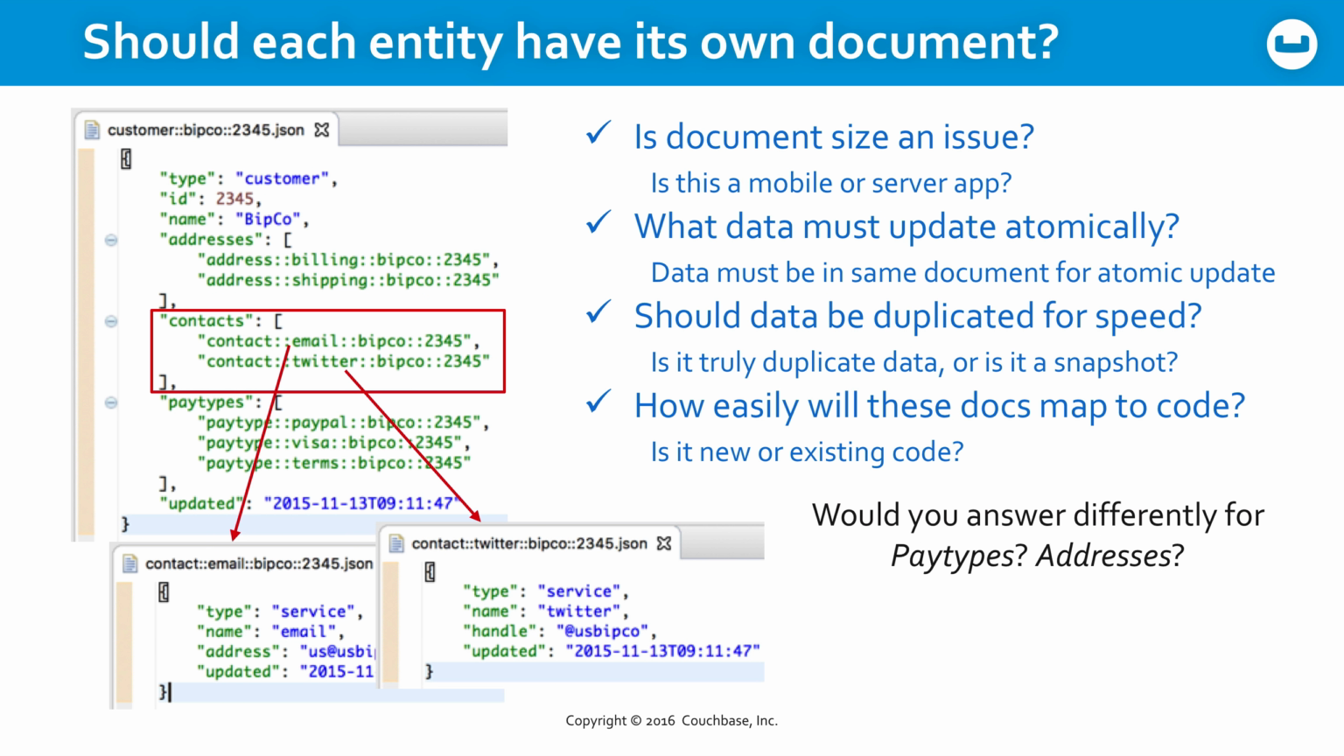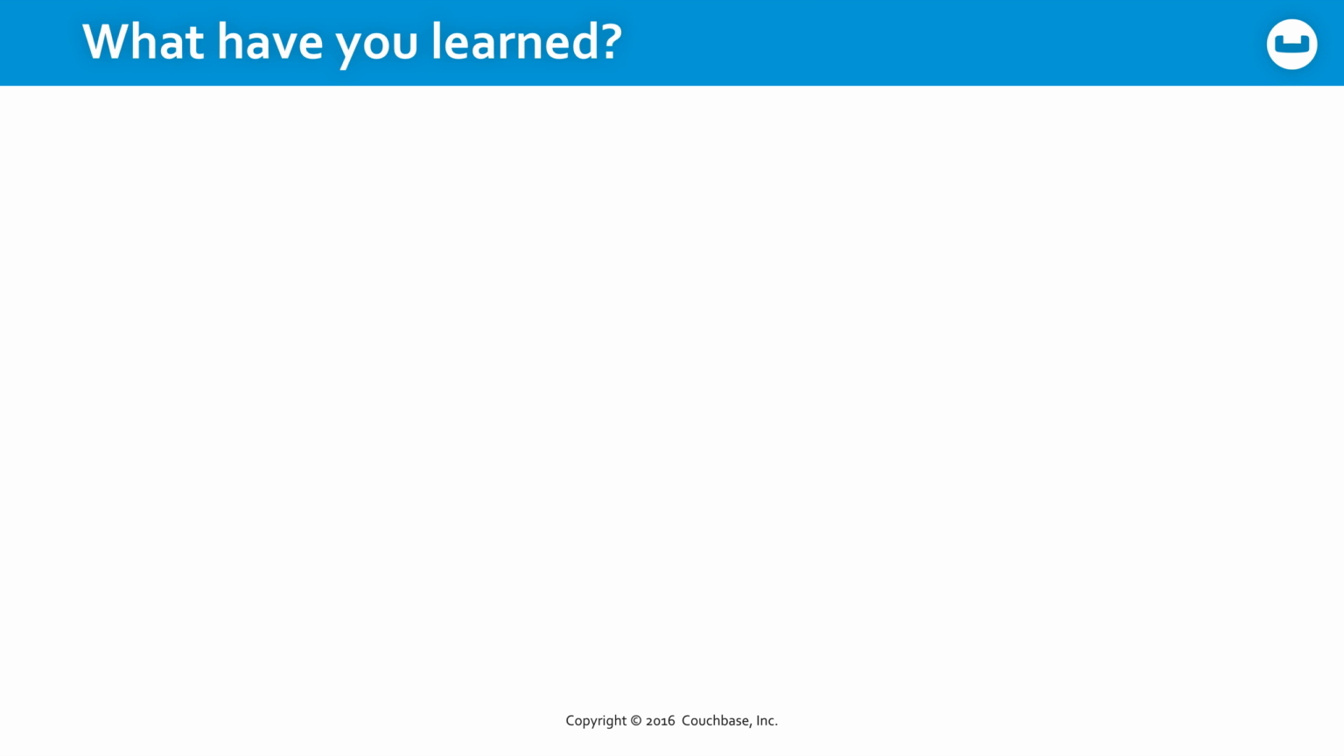How would you answer these questions differently if we were talking about pay types or addresses? What about products in an items array in a given order? Why would you answer these questions differently? That's what we want you to think about here.